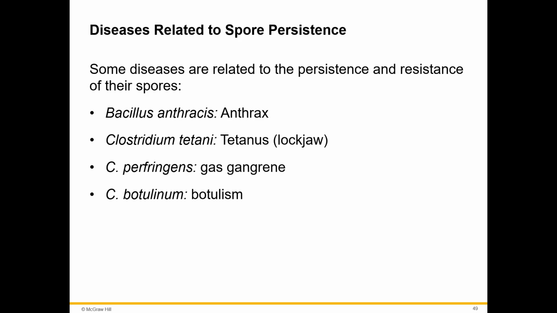Some diseases are related to the persistence and resistance of their spores. So Bacillus anthracis, Clostridium tetani, Clostridium perfringens, Clostridium botulinum, those cause some really wicked infections. So anthrax, tetanus, gas gangrene, botulism, and most often it's the spores that are causing the infection. So the spores are getting into the body. The spores are the ones that are being transmitted from one organism to the next, or contracted from the environment, and that's what's making us sick.